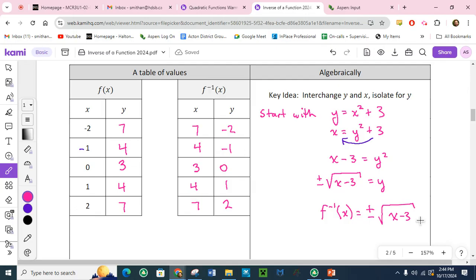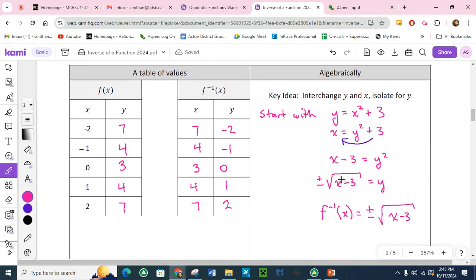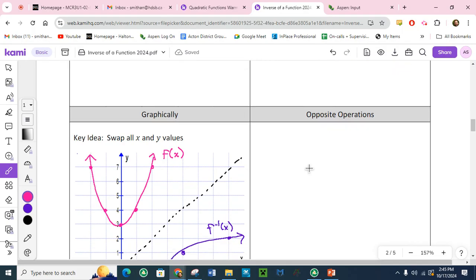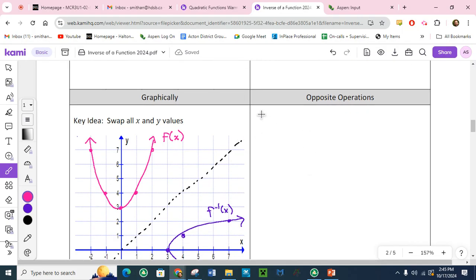All right, and then the last way to figure out the inverse, let's use opposite operations. So what's going on in our function machine when you put in x and you do the y value is x squared plus 3? So let's just jot that down. I like doing the top to bottom here. So you take the x value, you square it, and then you add 3. And that gives you the y value.